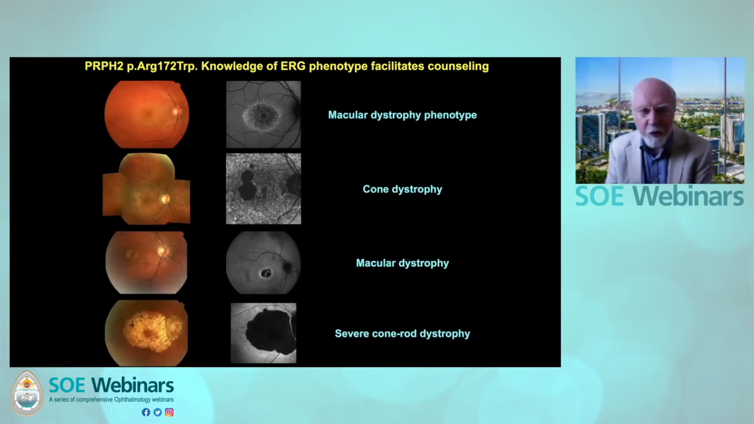These four patients all have the most common PRPH2 abnormality, the 172 mutation. In this patient, it's a macular dystrophy. In this patient, the phenotype is that of a cone dystrophy, normal rod function. In this patient, it's a macular dystrophy. And in this patient with disease apparently confined to the macula, has very severe generalized cone rod dystrophy.